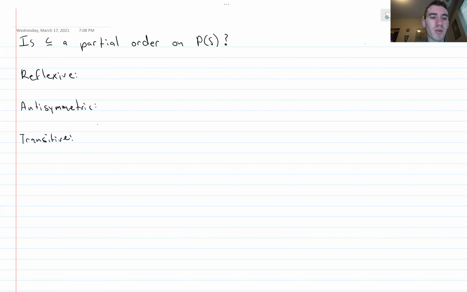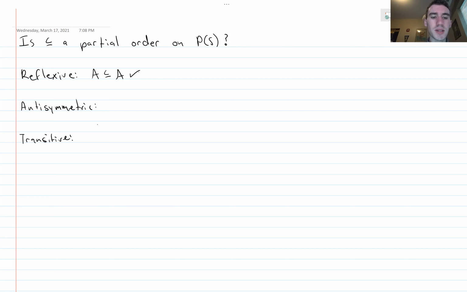Is the subset relation reflexive? Well, yeah, we know from our definition of a subset that a set A is a subset of itself, because every element in A is also an element in A, which makes this a reflexive relation.